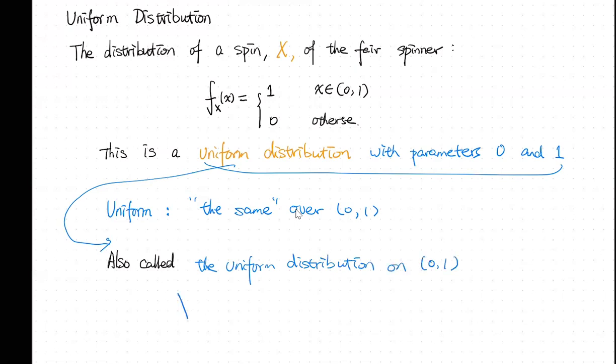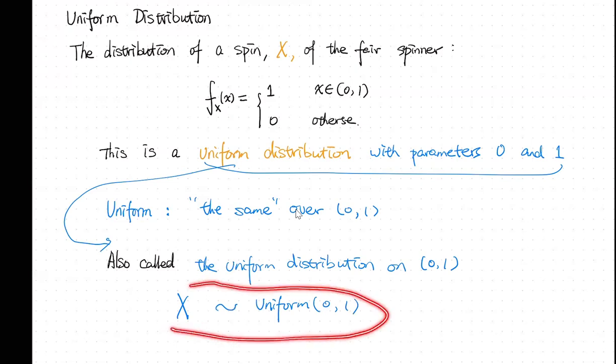And it is denoted by uniform 0, 1. A random variable X follows a uniform distribution is written in this way. X follows the uniform distribution on 0 to 1 interval. Well, uniform 0 to 1 is a particular uniform distribution. There are other uniform distributions as well.